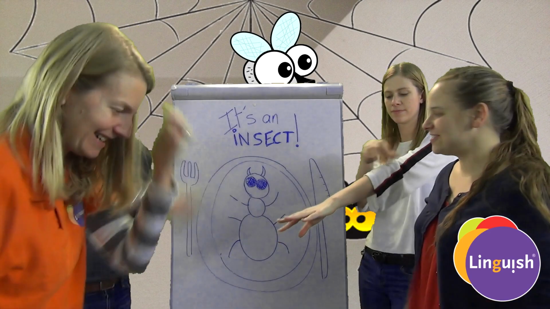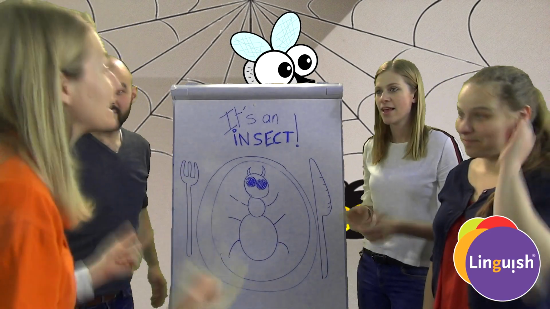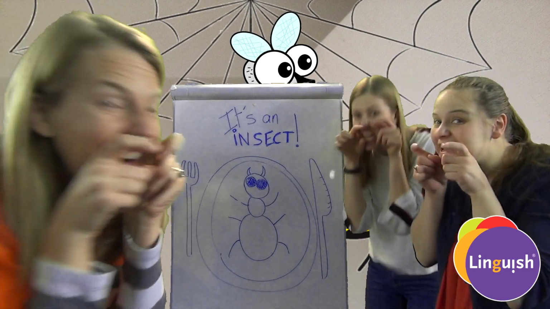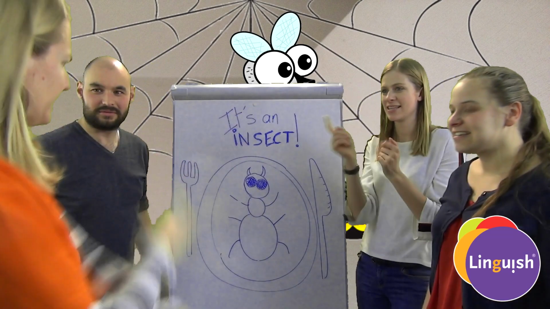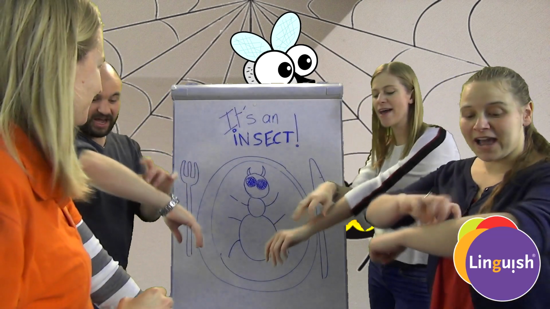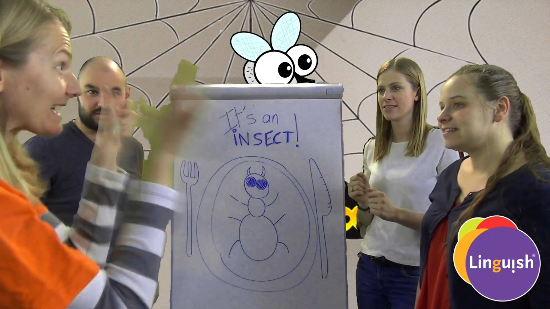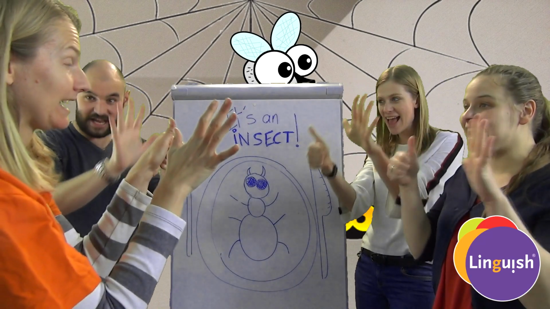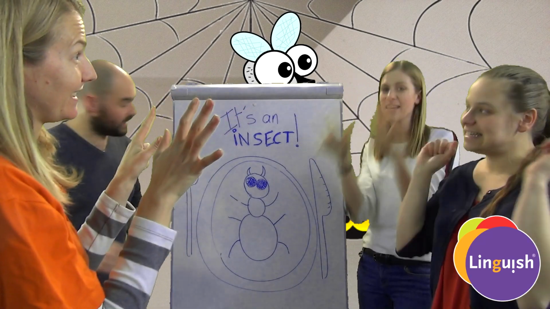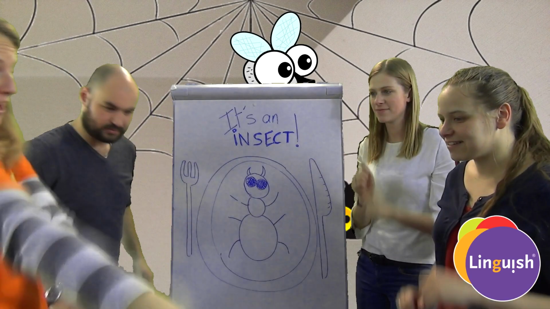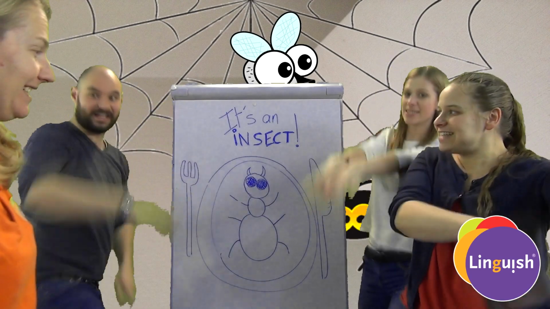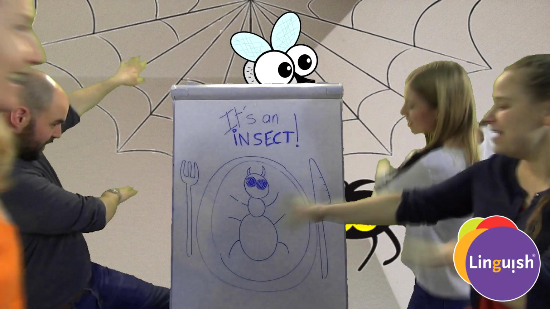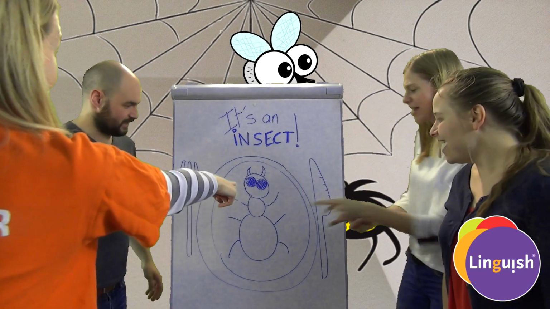Spider. Good. Okay, so everyone, it's an insect. Not a spider. It has 6 legs instead of 8. 3 on this side, 3 on that side. And it's crawling on your plate.